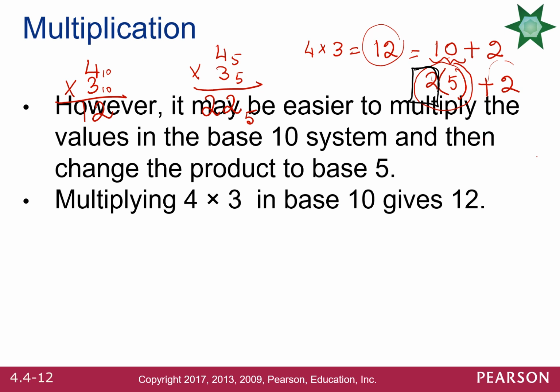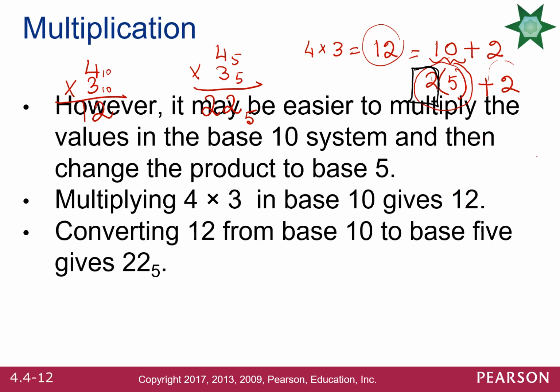So let's just look at what they're saying here. Multiplying 4 times 3 in base 10 gives 12, right? That's what we got. And then converting 12 from base 10 to base 5 gives 22 base 5, right? And that's the answer we got as well.